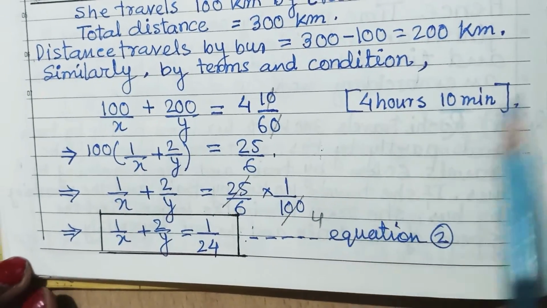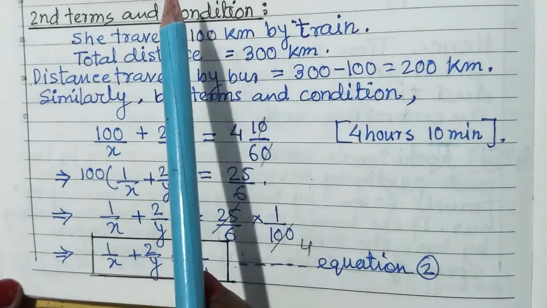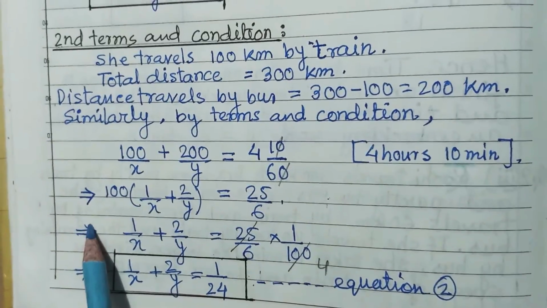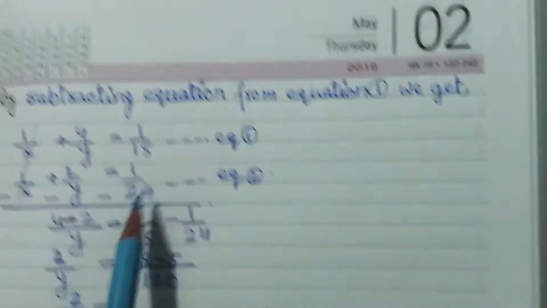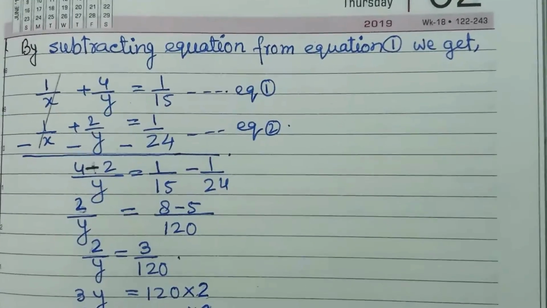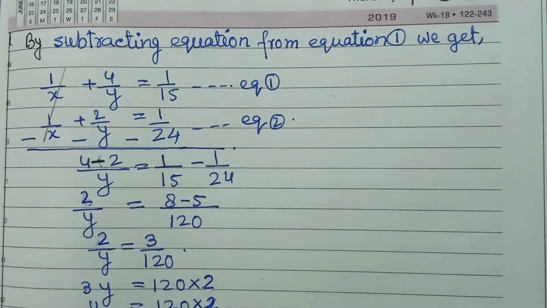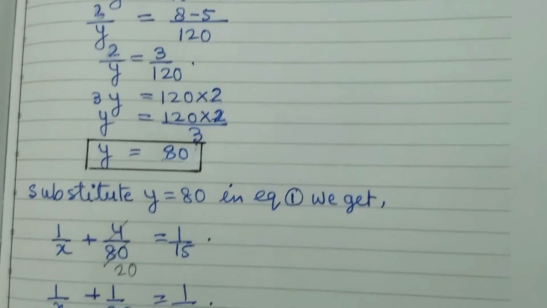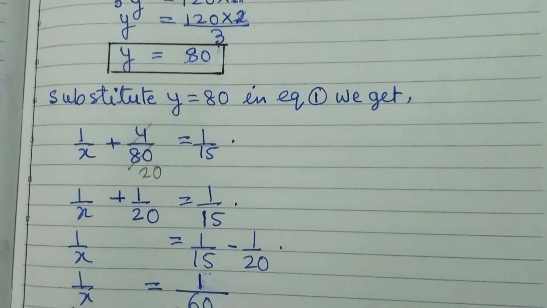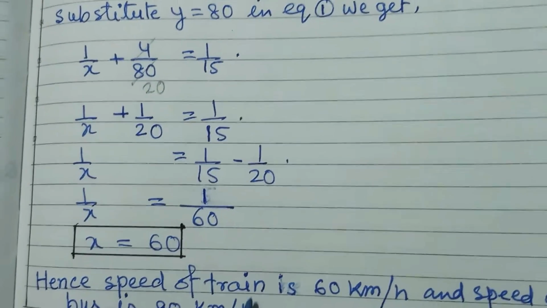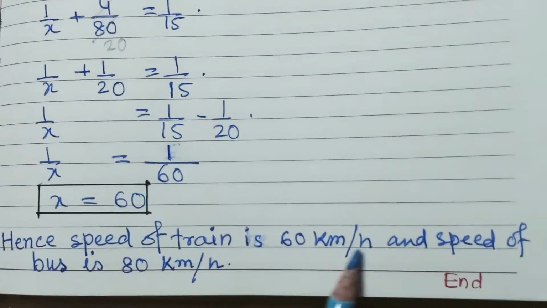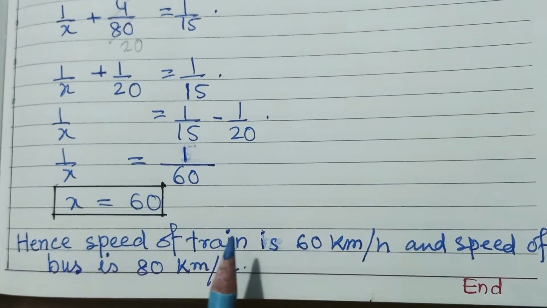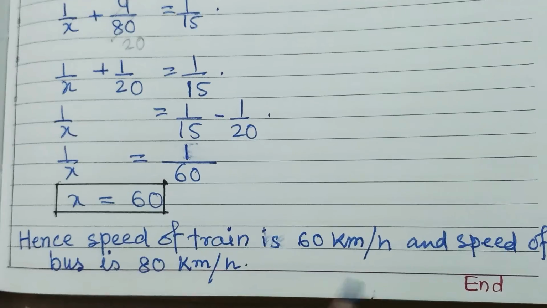Now it is the second equation. Again, by any of the methods you can solve these two equations as previously we have done. Now I have solved it by the elimination method. y, we have got 80, and substituting this value of y, we have got x is equal to 60. So hence the speed of train is 60 km per hour and the speed of bus is 80 km per hour. Here exercise 3.6 ends.